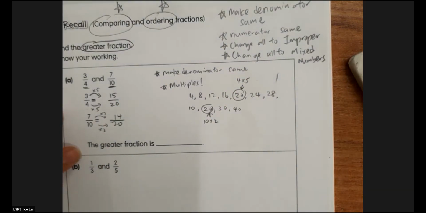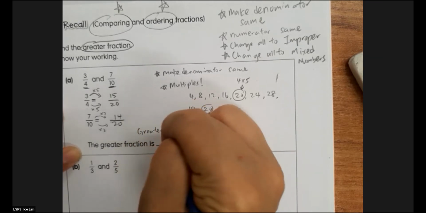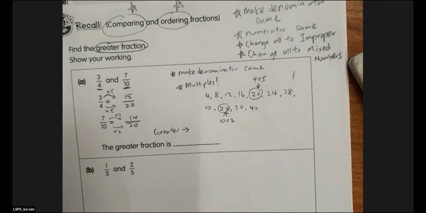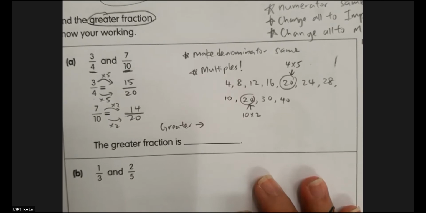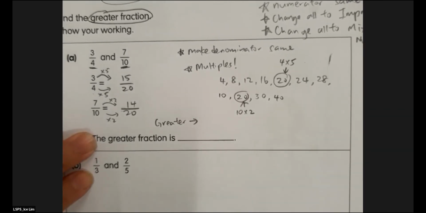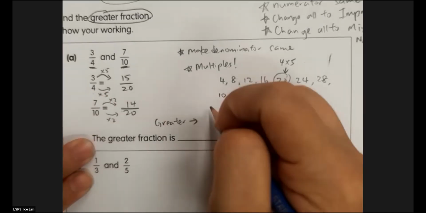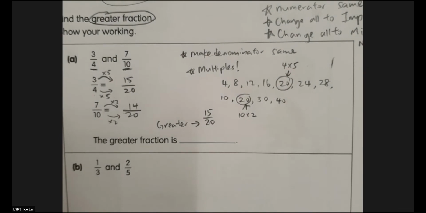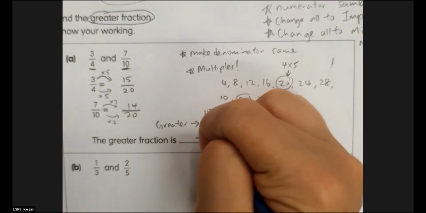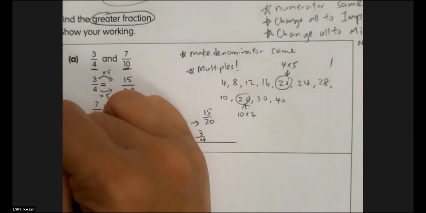Okay, so the greater fraction is 14/20. You sure? I have more parts. 15 has more parts, so it should be 15/20. Okay, but what's the final answer? 3/4. Thank you. I cannot write 15/20 over here. The final answer is here.